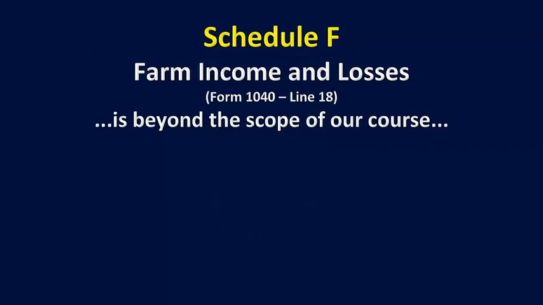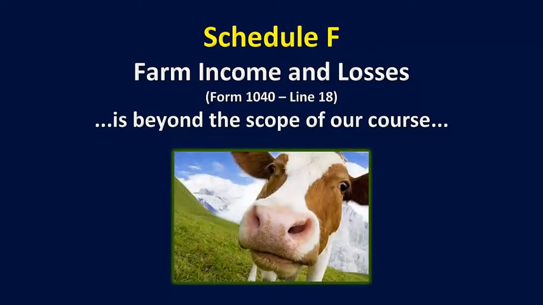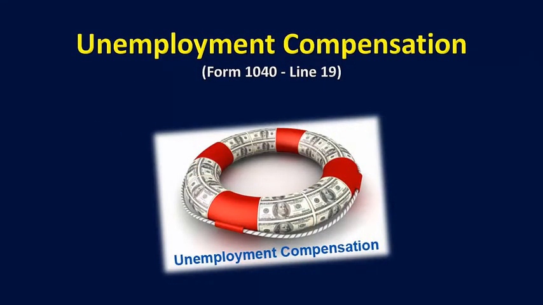Schedule F, Farm Income and Losses, which are reported on Form 1040, line 18, is a little beyond the scope of this course. So what we'll do is skip the farm income and losses, and we'll start talking about unemployment compensation, which is reported on Form 1040, line 19.